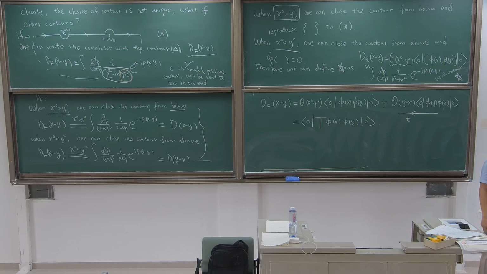More concretely, you start from some ground state. Since your time direction is from right to left, you start from a given state, in this case the vacuum state, and then evolve. At some time you meet phi x, and then you meet another operator, phi y. This is the physical way to understand what process this kind of propagator describes.